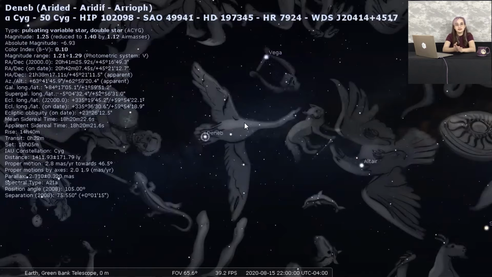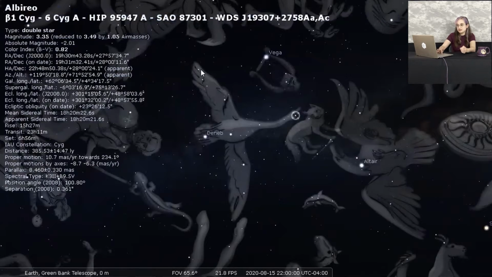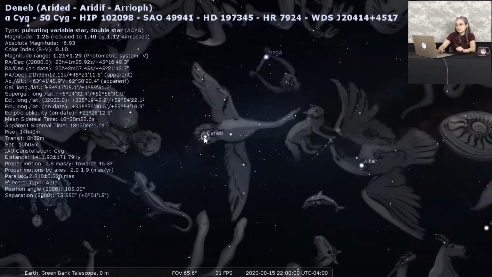The next star that we're going to look at is Deneb, which is in the constellation Cygnus. The name Deneb comes from the Arabic word meaning tail, which makes sense because the constellation it's in, Cygnus the swan, it's at the tail end of that constellation. So you've got the head of the swan and the wings of the swan and Deneb, the tail of the swan.